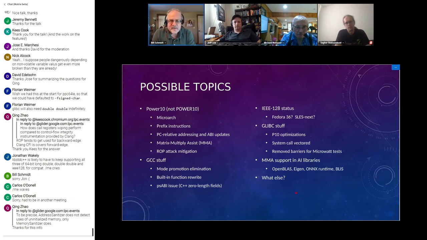And then I did mention this matrix multiply assist unit, and in addition to the compiler support, we've been working on building that into some of the open source AI libraries. We have a team that's been working in OpenBLAS and Eigen, the ONNX runtime, BLIS, a variety of places where this support can be used to improve performance. And we see some really nice speedups there. And we have Raji here who can talk to that if we like. And then there could be lots of things that I haven't thought about that we could talk about. So that's the what else bullet. So at this point, I'm going to shut up and let you guys talk and tell me what you're interested in hearing more about or talking about.